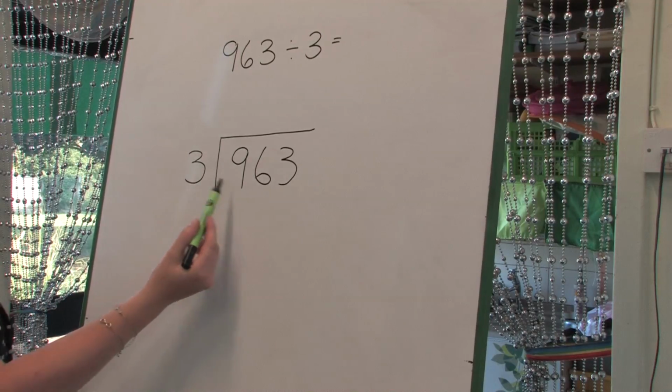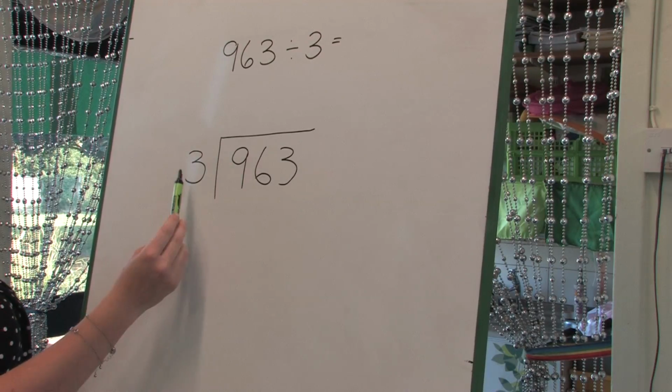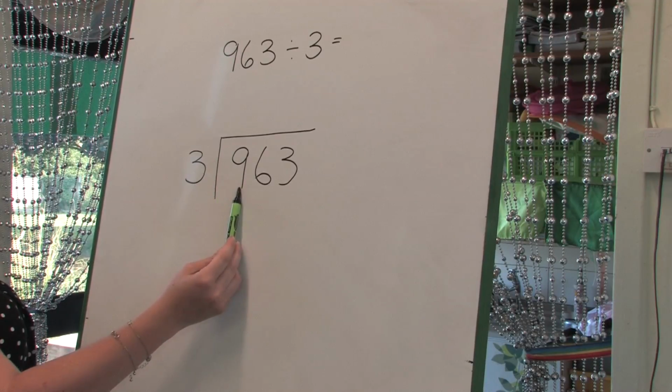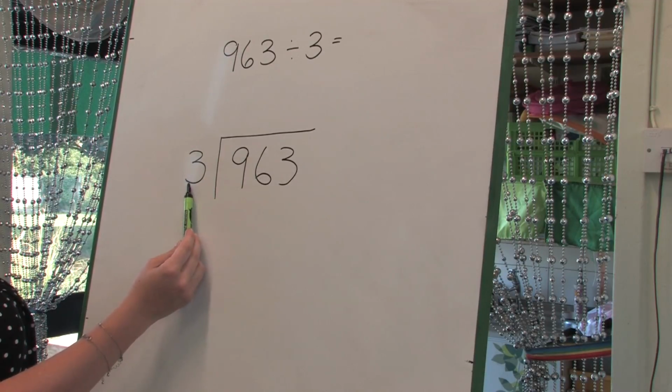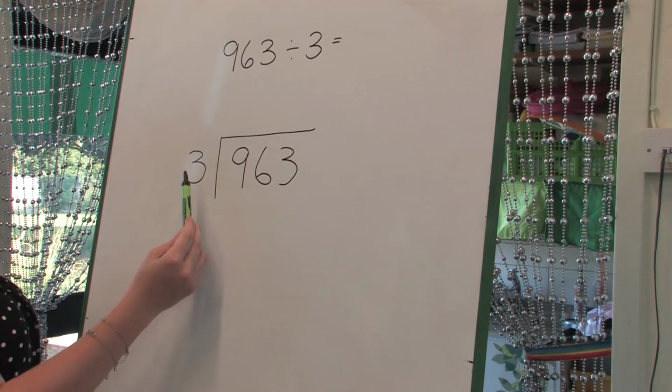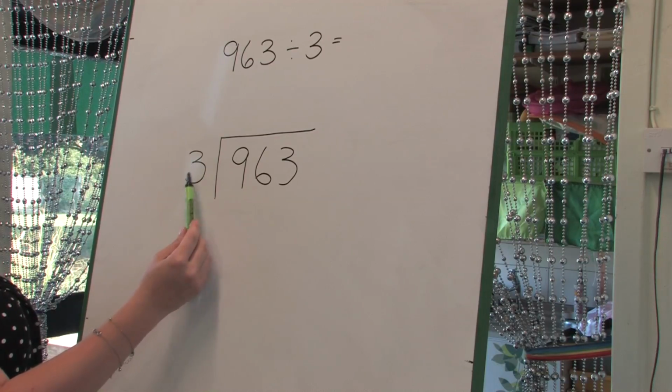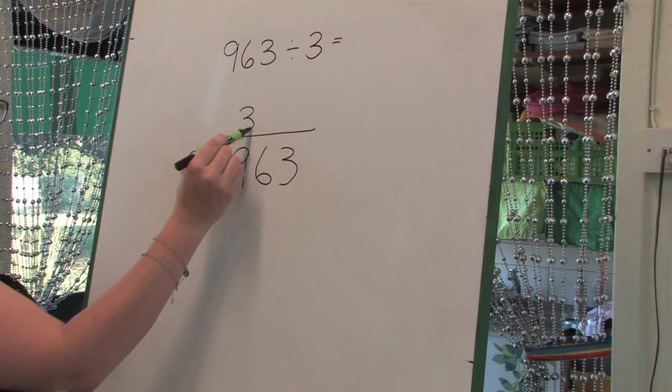Then what we do is we take each number, each digit, and we look to see how many times the number we're dividing by fits into that digit there. So, how many times can 3 fully fit into the number 9? We know that 3 times 3 is 9, so 3 fits into 9 3 times.